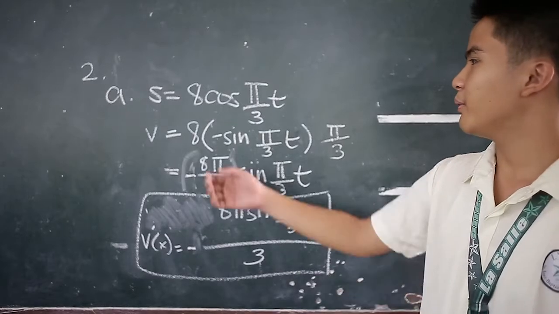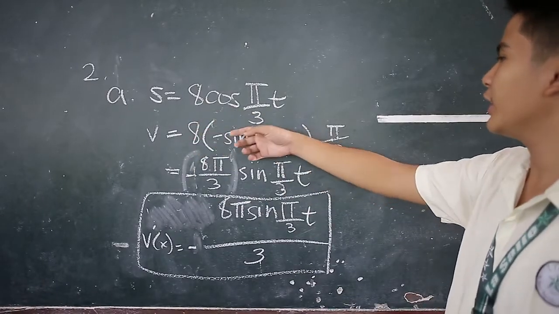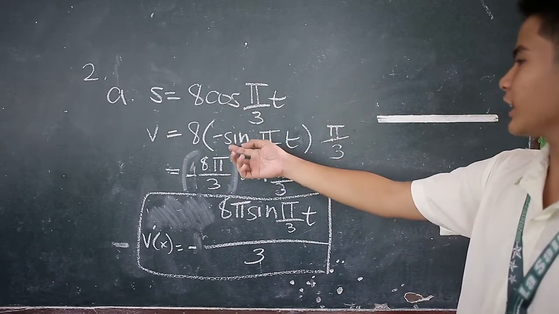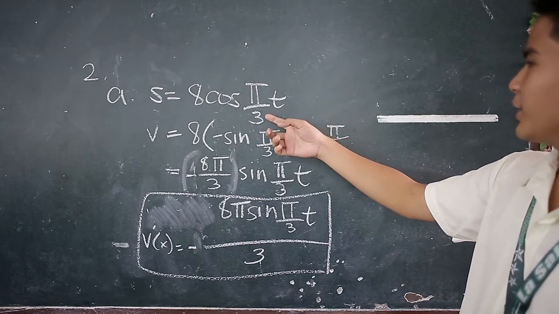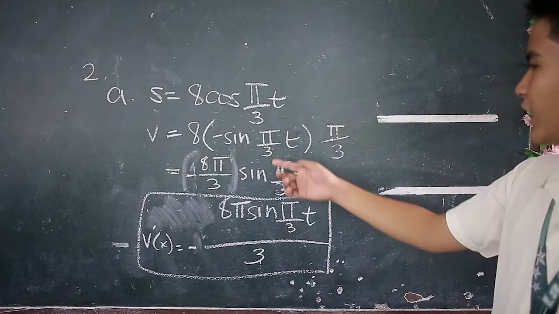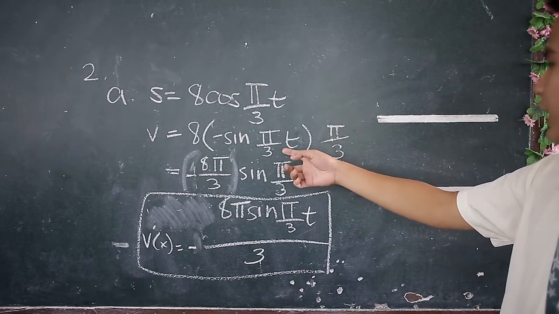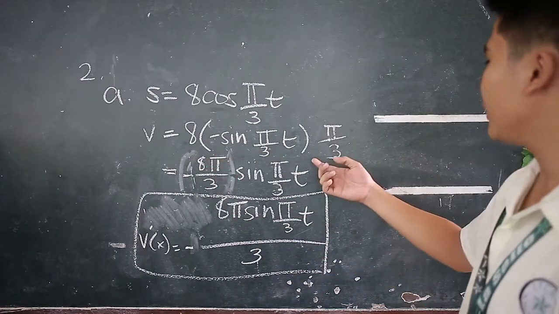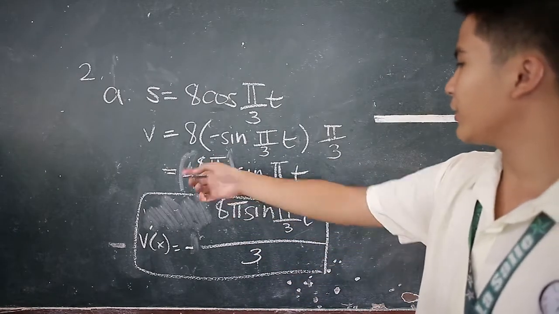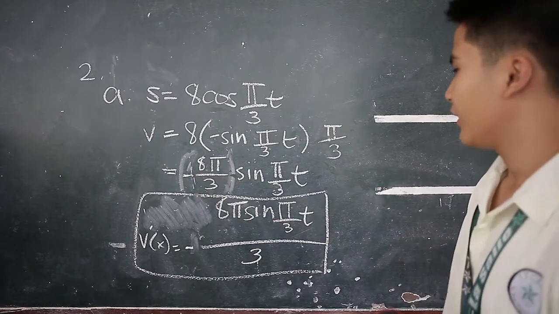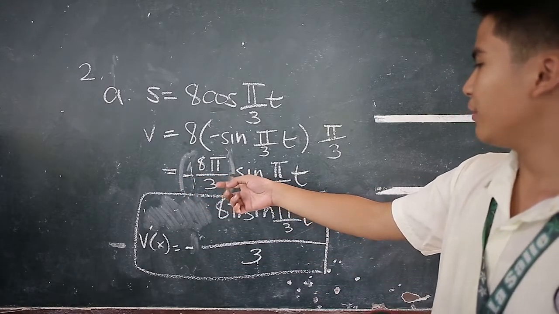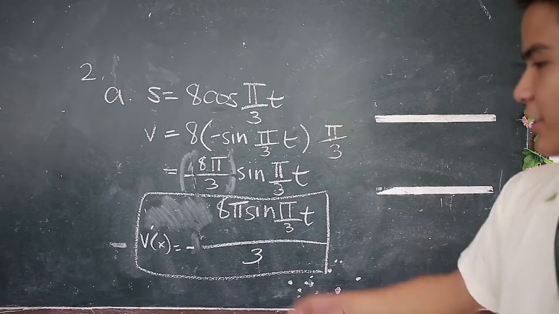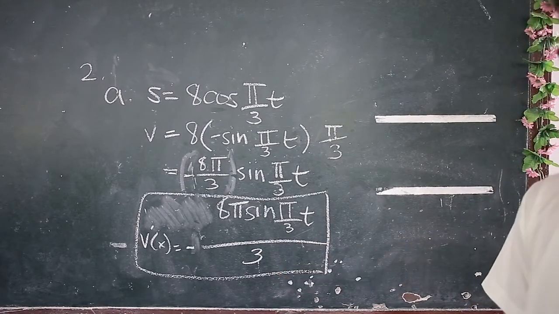To solve this problem, first we need to isolate 8 from the remaining values. Then derive cosine. The derivative of cosine is negative sine x, then copy pi over 3t. Then second, you need to derive the pi over 3t, which is pi over 3. Then you multiply 8 to pi over 3. Then move the negative sign to the left side of the equation. Then multiply 8 pi over 3 to sine pi over 3t. That's why you get this answer. So this is the velocity.